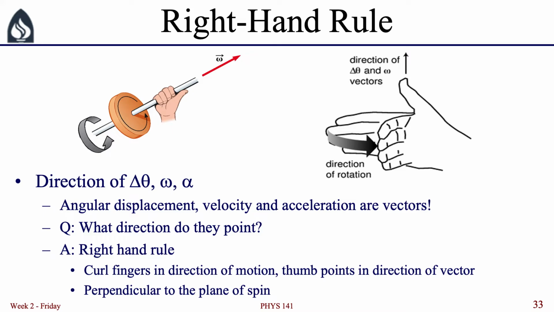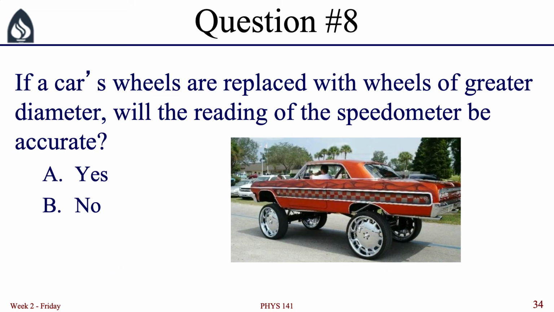And the direction of the angular acceleration will depend upon whether the object is rotating faster and faster or whether the rotation is slowing. If the rotation is speeding up, the angular acceleration vector points in the same direction as the displacement and the angular velocity. If the object is slowing down in its rotation, then the angular acceleration vector points in the opposite direction to the angular velocity.